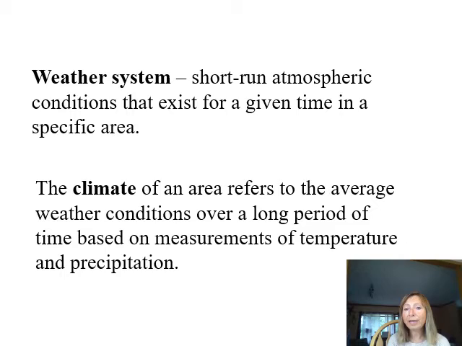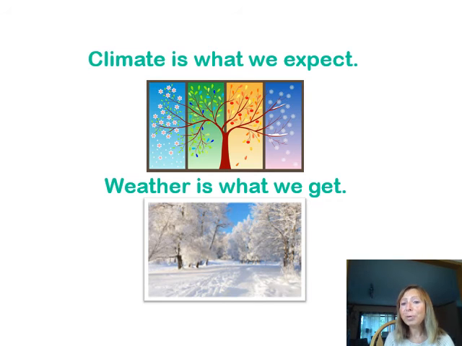The climate, on the other hand, refers to average weather conditions over a long period of time, usually with an average of at least 30 years. So climate is just like personality, and weather is just like our mood. So climate is what we expect, it's predictable, weather is what we get.